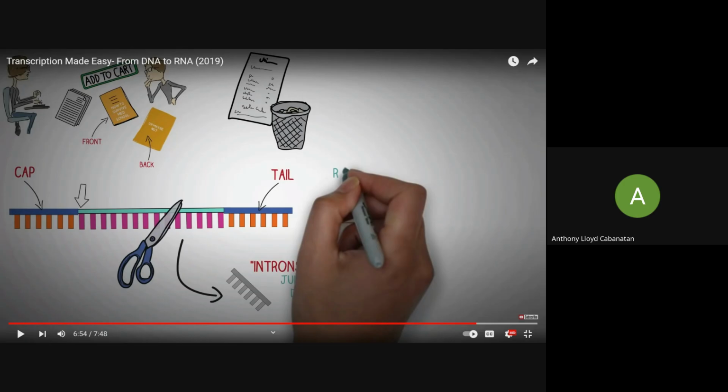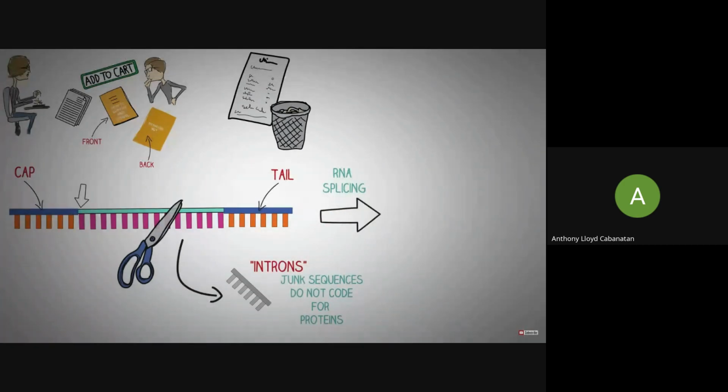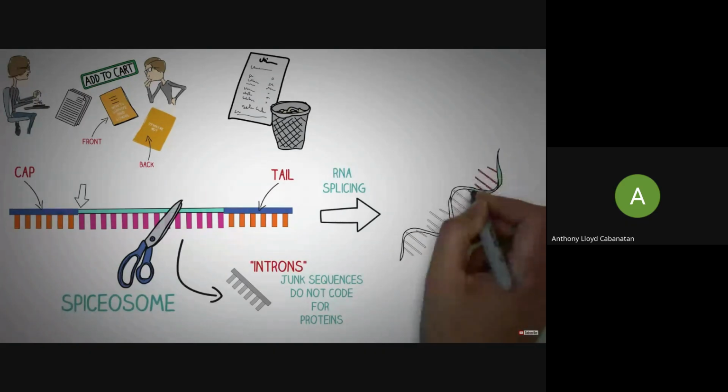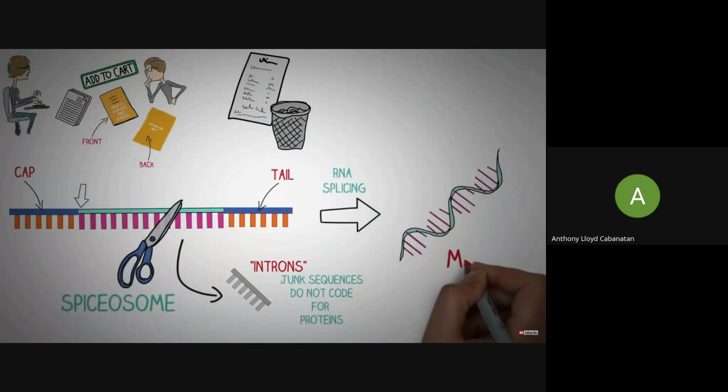So tuloy natin to. RNA splicing, in which the protein RNA complex known as the spliceosome removes these non-coding parts. The rest of the RNA is then joined again together to create a mature RNA molecule. So this was a brief look at the process of transcription.